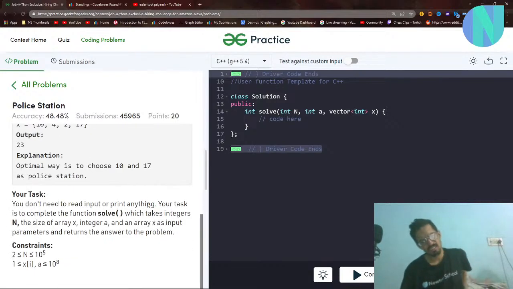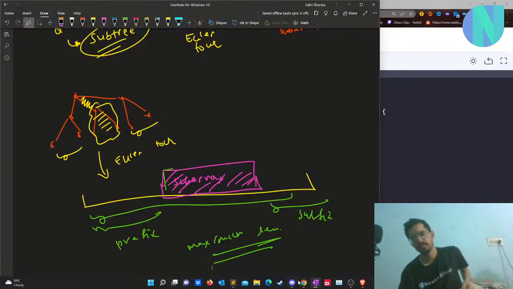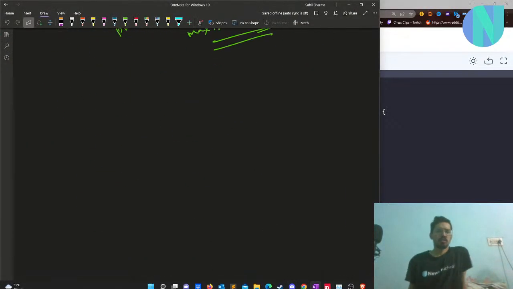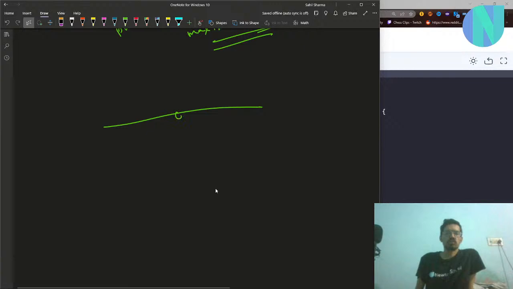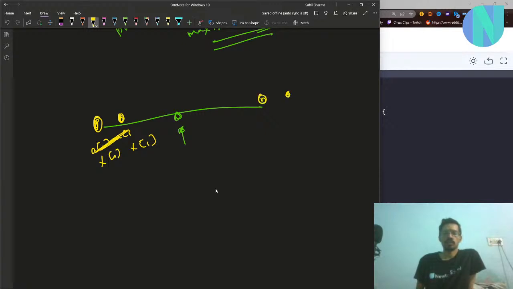So isn't that easy? We can just sort the array. If our thief is living here, there are only 4 cases. Either both of the police stations will lie on the left side, right? So this will be a, and this will be x of 0, and this will be x of 1. Either both of the police stations will lie on the right side. That is the second case. This is case 1, this is case 2. This is x of n minus 1, this is x of n.